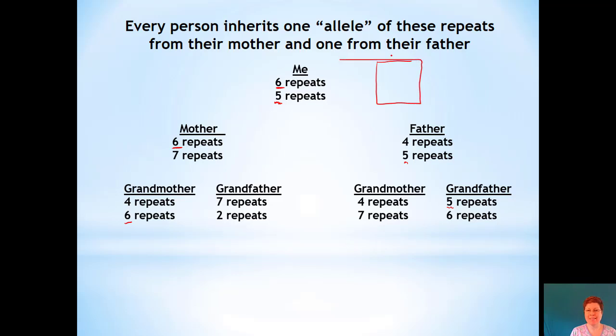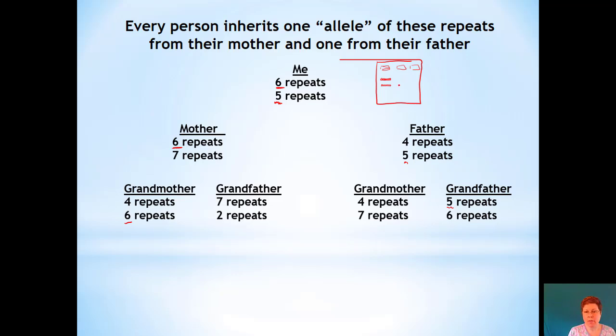here's my gel. Right here are the loading wells. If we were to run it out on a gel, right, we'd have the 6 being closer to the well because it's a larger piece of DNA, and the 5 being right below it. Okay, now if we were to run my dad's on the gel, we'd have a 4 and a 5. Well, that's not the same. We're going to look at Grandma on my dad's side, 4 and a 7. No, that's not the same. Grandpa, he would have a 5 and a 6.